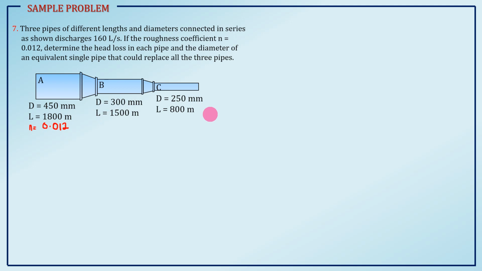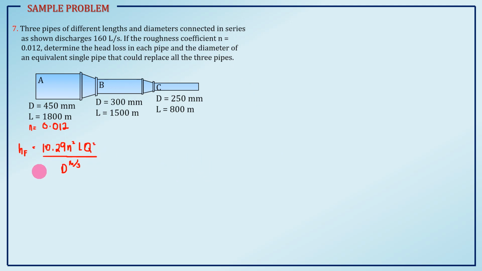So, we are asked to determine the head loss, no, in each pipe. So, calculate natin. The head loss in each pipe, since given tayo na Manning's coefficient, that is HF equals 10.29 N squared, L Q squared, over D raised to 16 over 3. So, this is the equation for the Manning's head loss. Using this one, masasagot natin agad itong head loss in each pipe.